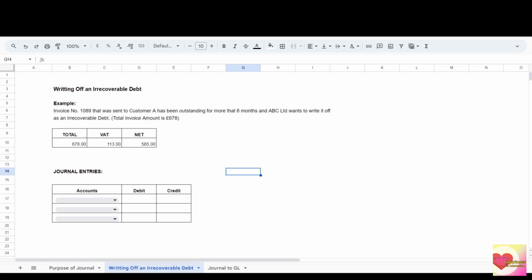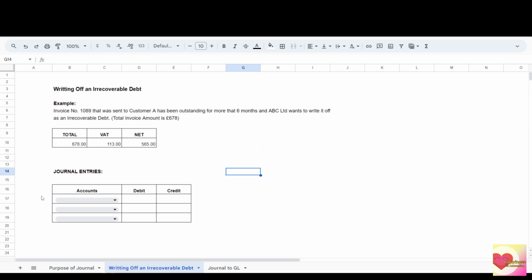Remember, 6 months ago, this invoice was recorded into Receivables Ledger Control Account, VAT, and Sales Account. But now that we are writing this off, we won't be recording it to those same accounts. Remember, irrecoverable debt is now considered an expense, so instead of sales, the net amount will be recorded in irrecoverable debt account, which is an expense account.